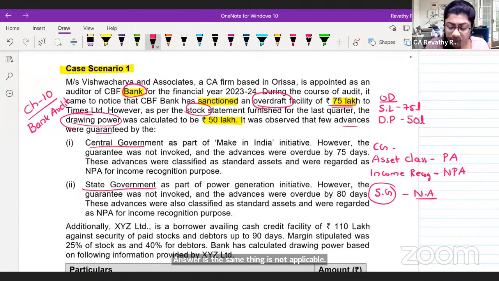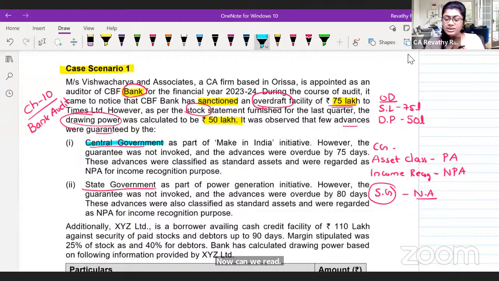Now, can we read? Central government has guaranteed a part of it under the Make in India initiative. However, the guarantee was not invoked. Advances were overdue by 75 days. These were classified as standard asset and regarded as NPA for income recognition. Is that correct? The answer is, since it is central government, it is correct.